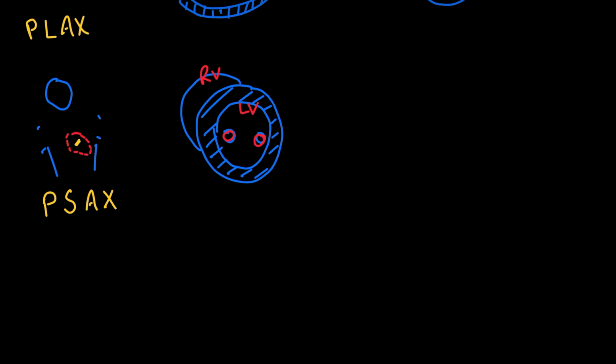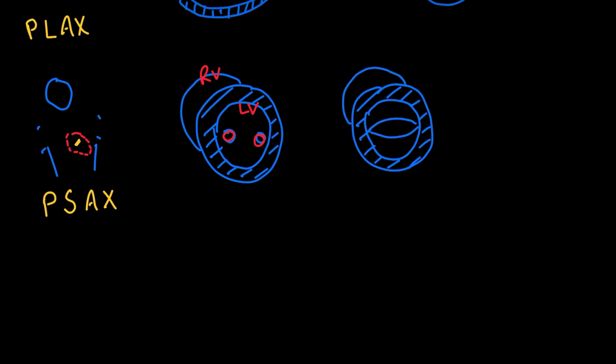Now, if you tip the probe towards the patient's head, you will see this. You'll see again the muscular left ventricle, which I'm going to shade. But you'll see what looks like a fish's mouth inside. And then you'll see the right ventricle, again, off to the side. So LV, RV, and this is actually the mitral valve.